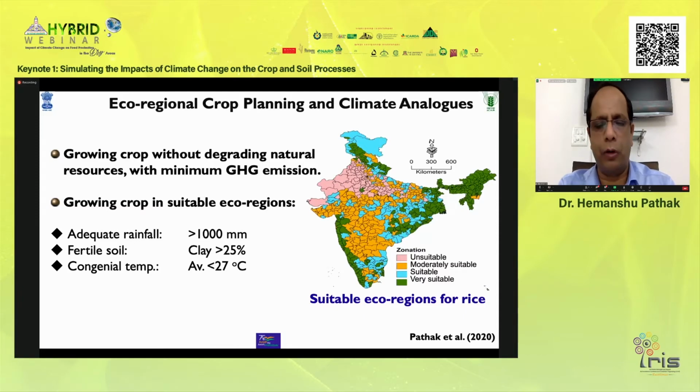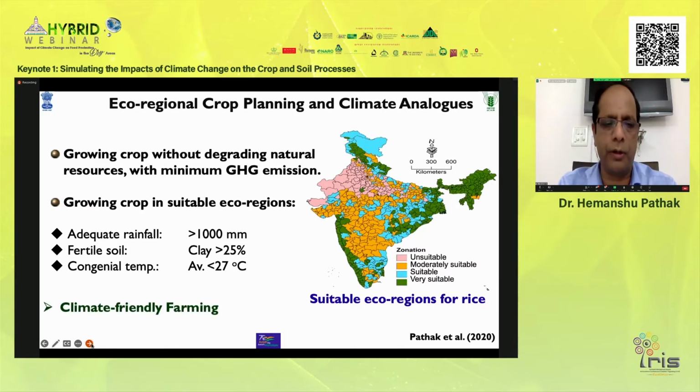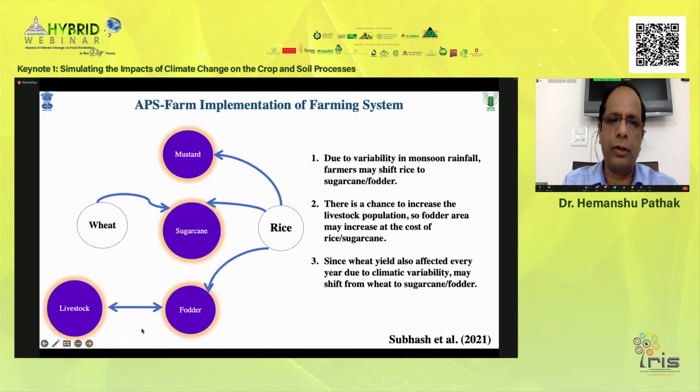So using some of the models, we also calculated, for example, in India, which parts of our country are more suitable for growing rice, and which parts are not so suitable. And if you want to grow rice in the not suitable area, then certainly you have to provide more and more irrigation, more and more inputs, and so on. So models really help in taking a good decision and can give you an option for climate-friendly farming without emitting more greenhouse gases and without costing too much.